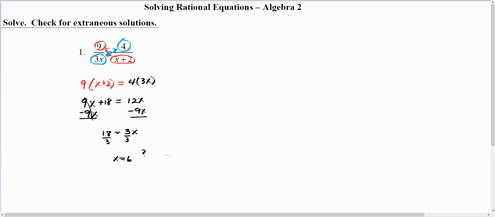So now the question is, is this really a solution, or is it extraneous? What you can do is check this against the excluded values. And what are your excluded values? The excluded values come from the original denominators, the 3x and the x plus 2. Take your 3x, set it equal to 0, you get x equals 0. That's excluded value number 1. And you take the x plus 2 and set it equal to 0, you get x equals negative 2. That's excluded value number 2. x equals 6 is not one of these two values, so yes, this is a solution to the problem.